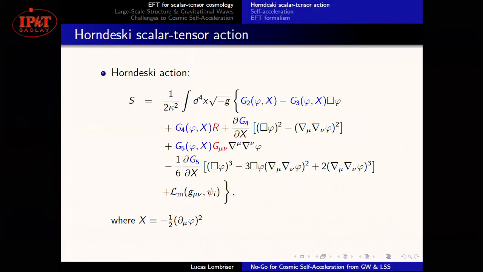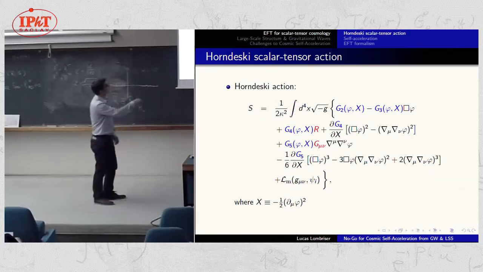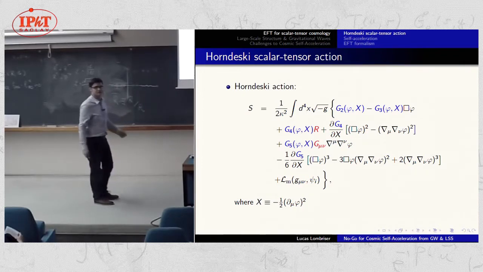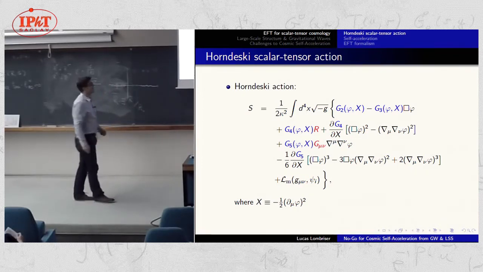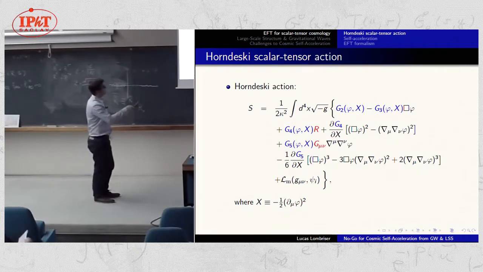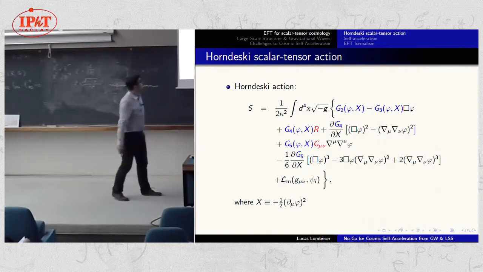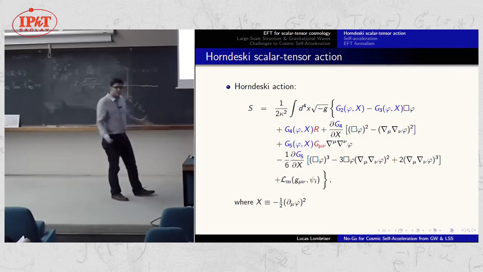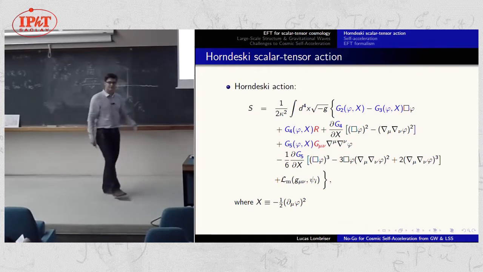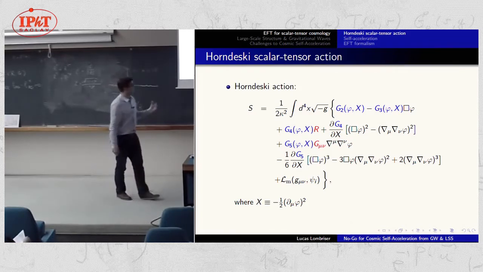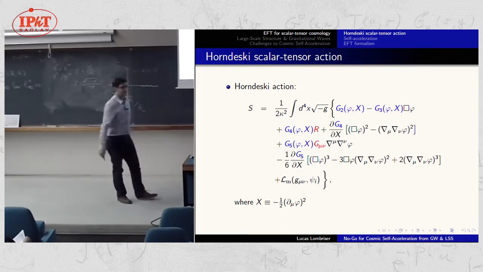So essentially, the question here is: can this action produce cosmic acceleration, a self-acceleration that really comes from modified gravity? And I do not mean anything that you plug into G2, because that's just dark energy. But really something from the other functions. And you can see there's really lots of freedom. We have four functions, both of the scalar field phi and the square of its derivative. So you'd naturally expect that this should be able to explain cosmic acceleration as an alternative to some dark energy part here.